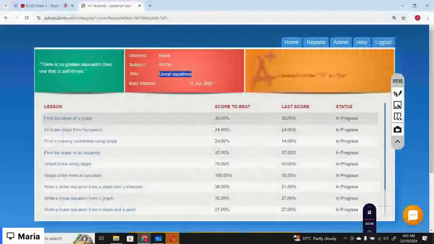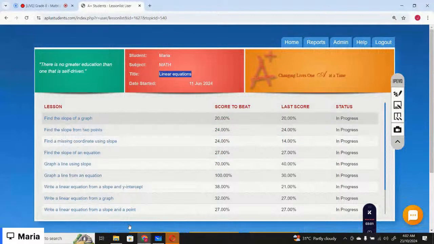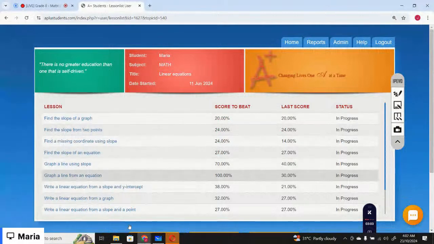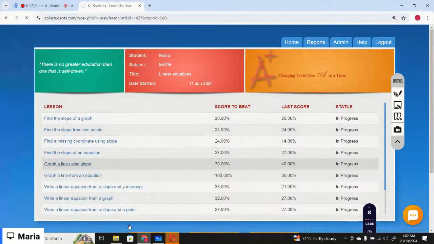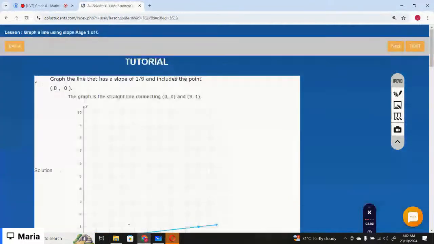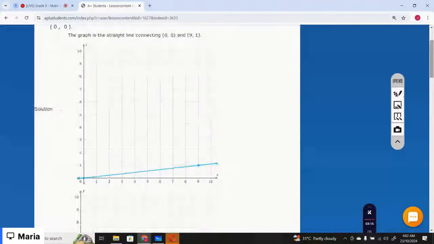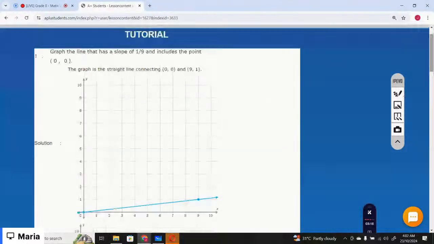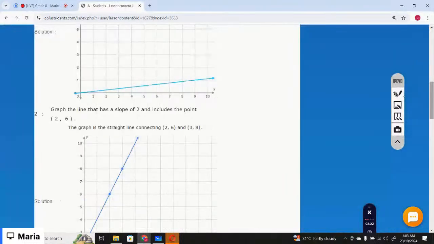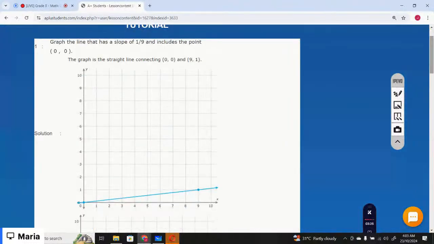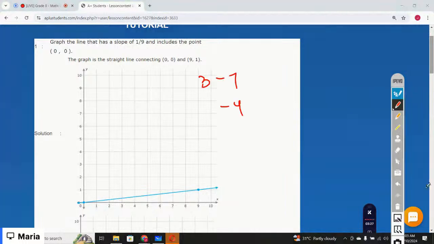Okay, here I'm on grade 8 math. The chapter we're on right now is linear equations. So let's just start with the lesson graph a line using slope. Graph the line that has a slope of 1 over 9 and includes the point 0, 0, right? So you are given 1 over 9 and the point.